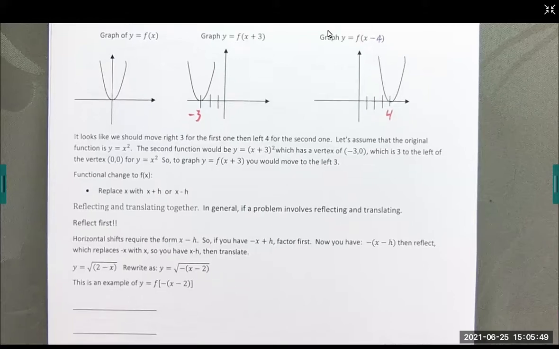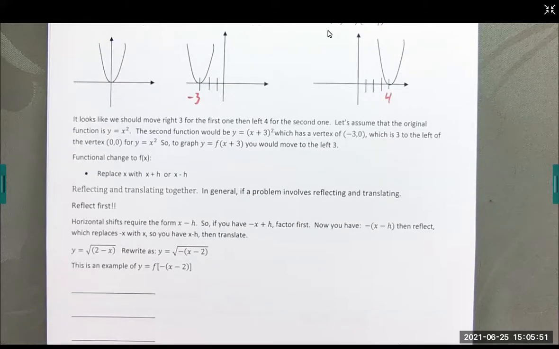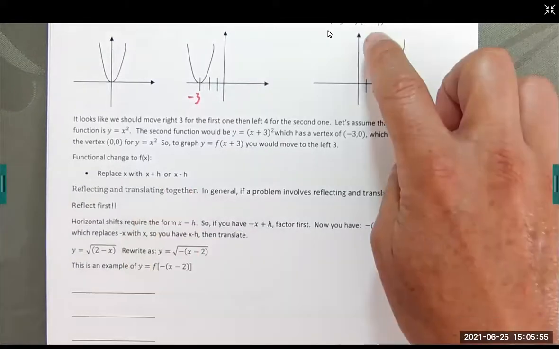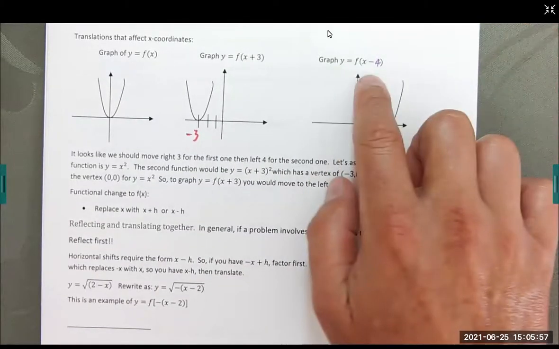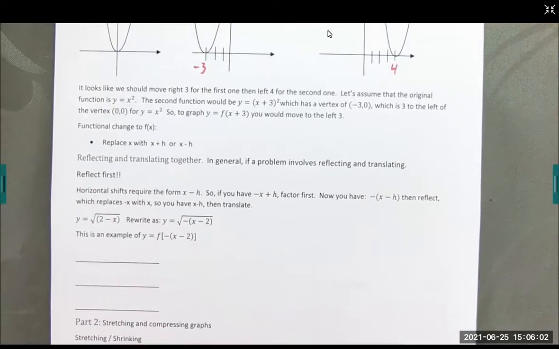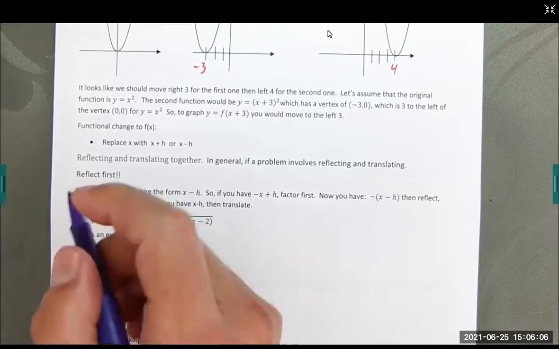Right. Functional change to f of x, we replace x with x plus or minus h, which is what we did up here, plus or minus h. Remember, it is the opposite sign. Now, if we are reflecting and translating all at the same time, what do we do first? We reflect first.